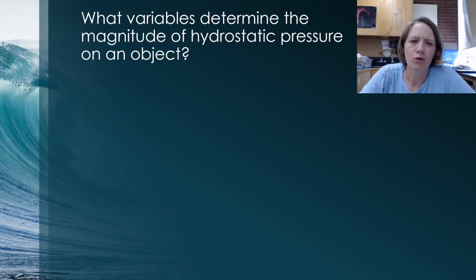So what variables are going to determine the magnitude, or the size, of the hydrostatic pressure on an object? I'd actually really encourage you to pause your video for a second and think about what you think we're going to see in this equation. If I asked you to calculate how much hydrostatic pressure is acting on you right now versus maybe the amount that would act on you at the bottom of the swimming pool, what variables do you think you would need to know about the scenario to make that calculation?